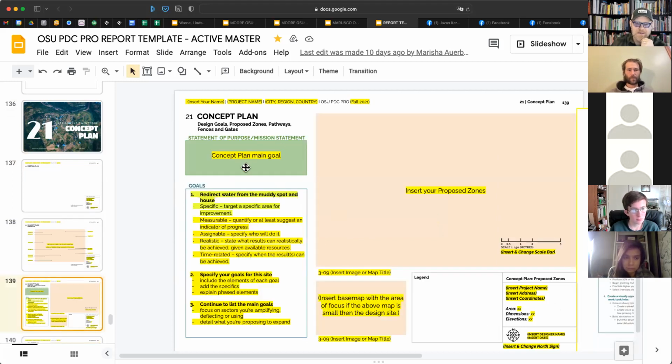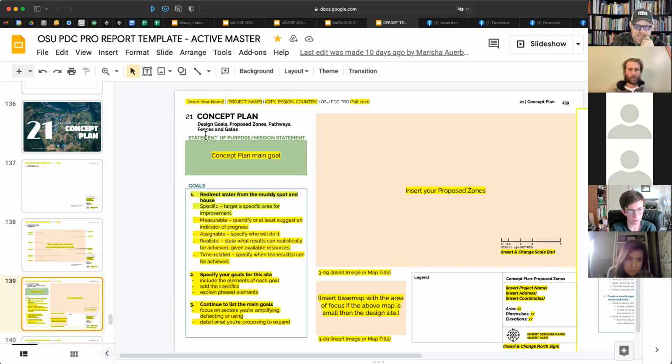What's that statement about the entire site? You might be reusing this from zone one. It might be the same. You might be reusing it from the client survey. Then we get into goals. So what are those specific goals? And we're working with SMART goals. So specific, measurable, assignable, realistic, and time related. So we really want to make it specific. Again, we just have the vertical placeholder here. If you're using horizontal, just move the boxes around as you need to. Use that legend as necessary.